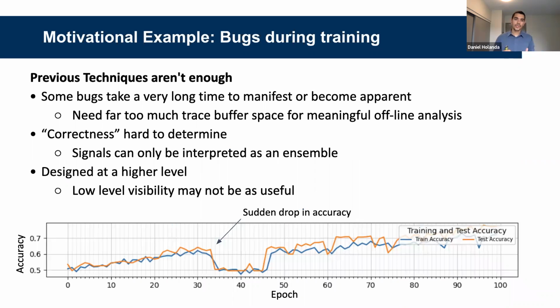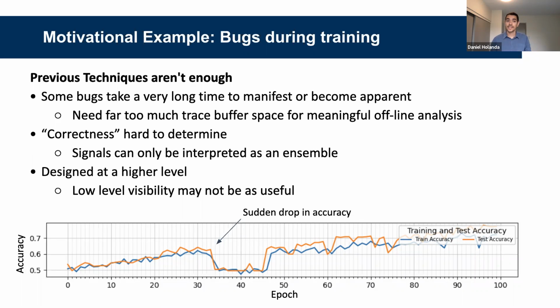I want to start this presentation with a motivational example, really to show you why previous techniques aren't enough for machine learning. With this motivational example, I basically want to convince you of three main things. First, as you'll see here, some bugs may take a very long time before they either manifest or become apparent. This means that running the RTL simulation or recording all of the raw values over time are often not a good option at all.